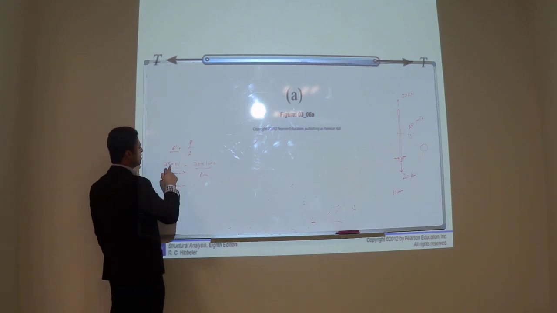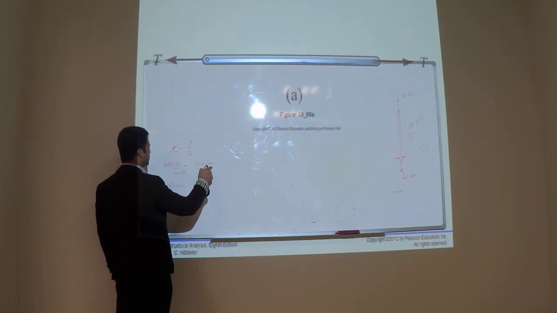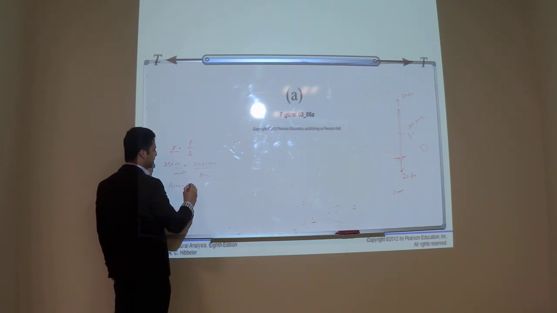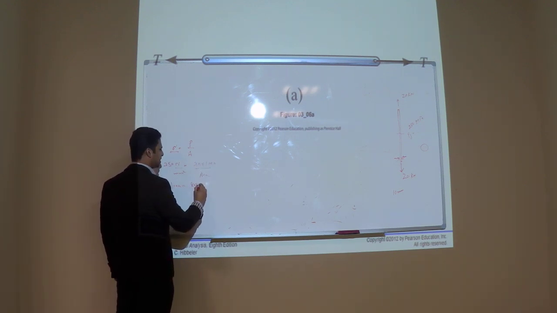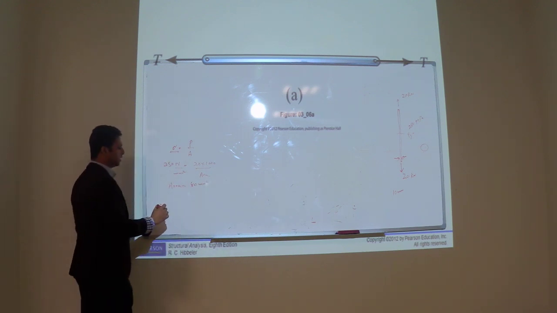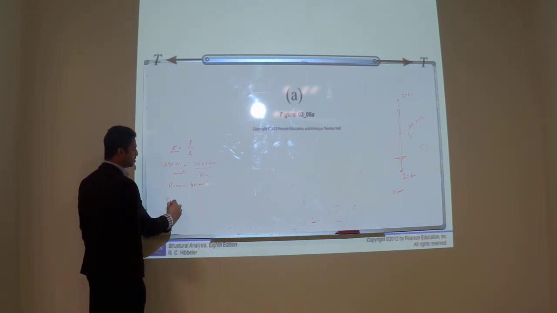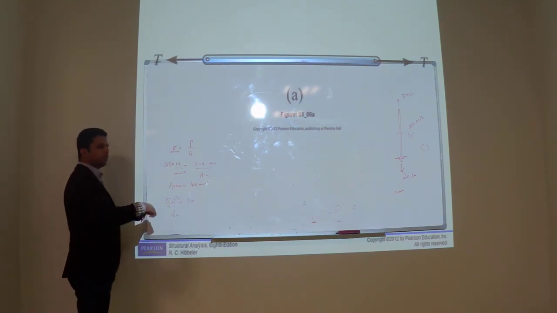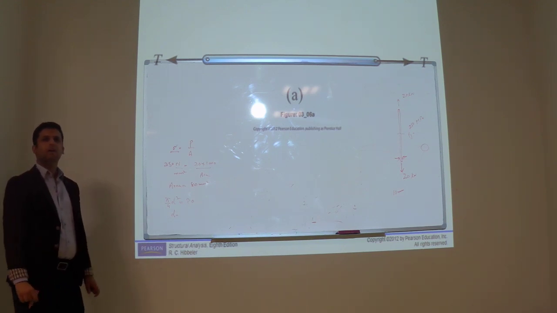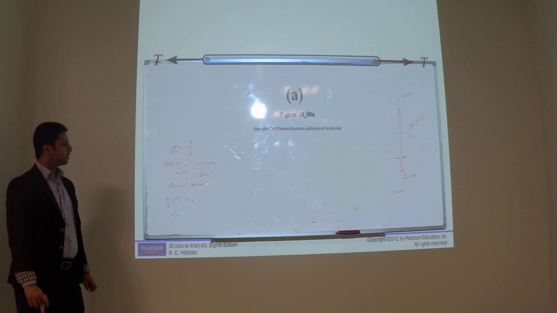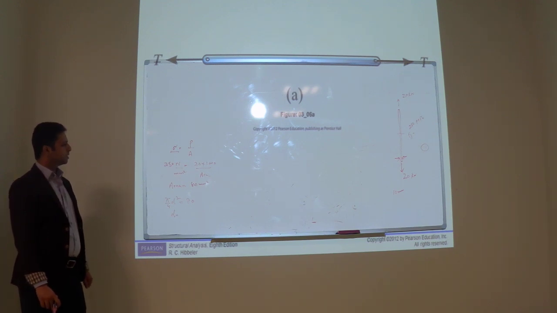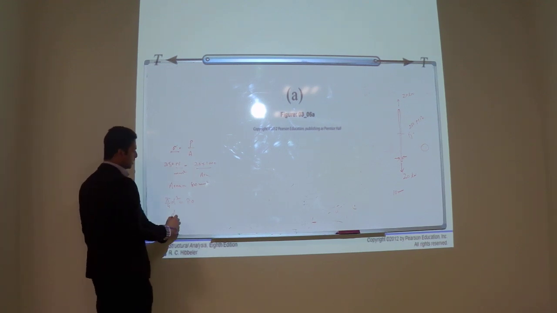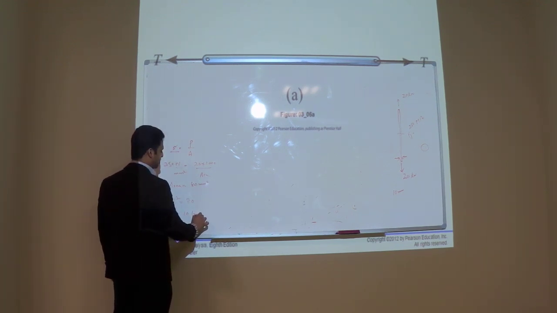0.25 d squared, which comes to 80 millimeter square. Am I right? Yeah. So if you say it is circular, how much will be the D? 10.09. It is 10.09, about 10.1. Great.